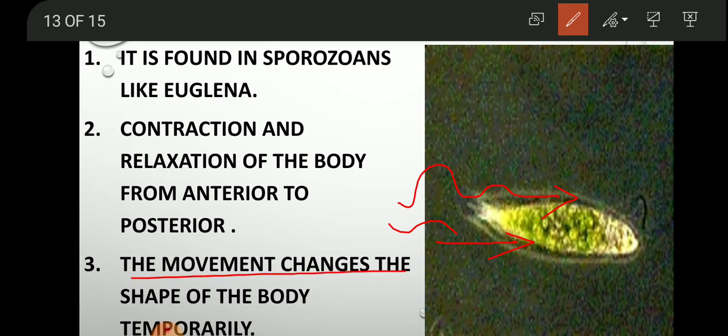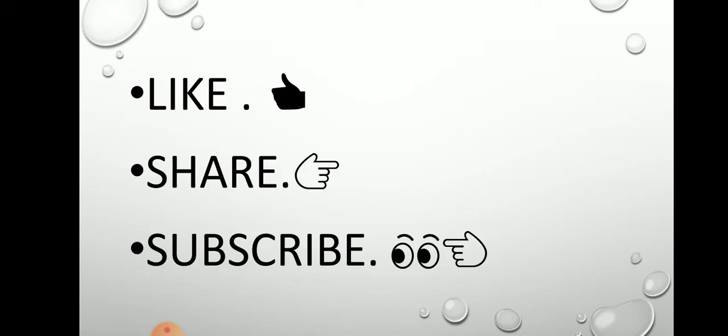The movement changes the shape of the body. You see here, when this type of movement is done, this changes the shape of the body. So this is a wriggling type of movement. Here you can see it is a worm like movement, and when it moves like this, then only the organism moves forward. This is the organism actually.